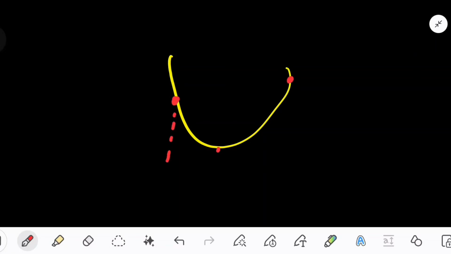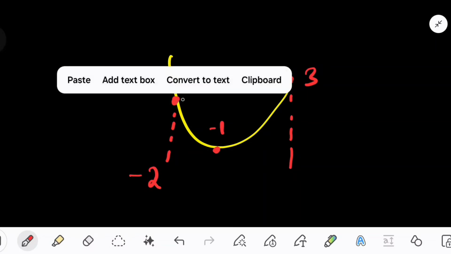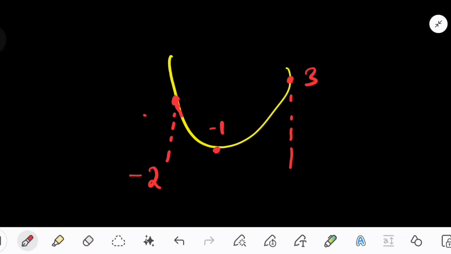Suppose this is negative 1, suppose this is negative 2, and suppose this is positive 3. Let's assume this, okay? So when you find the range from this expression to this expression, you can clearly see that the minimum value of this function is over here and the maximum is over here, correct?